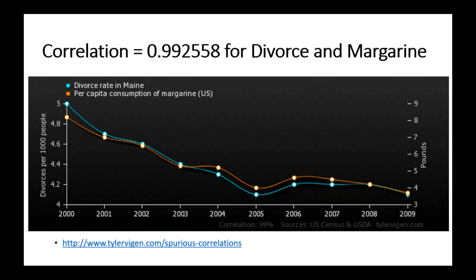So you can say that there are two variables, right? What's the divorce rate in Maine, and the per capita consumption of margarine in the entire United States? It turns out if you take those two variables, they're highly correlated. You'd say, I discovered a predictor, right? If I wanted to figure out how many people are going to be consuming margarine, I just need to look at the number of people getting divorced in Maine.